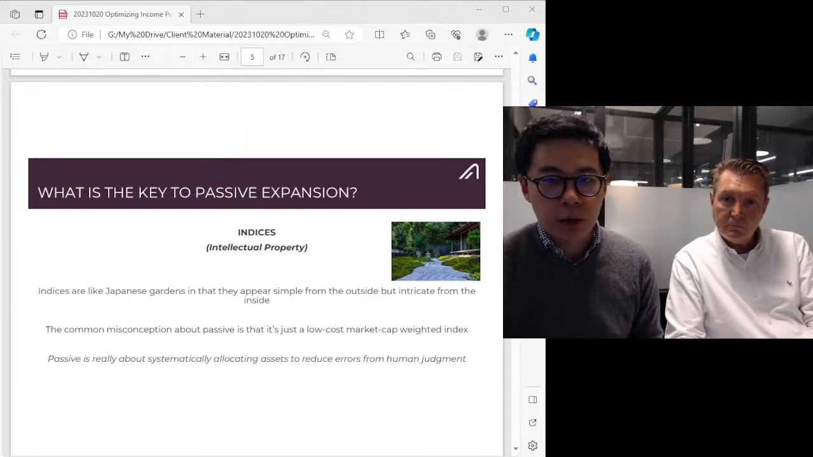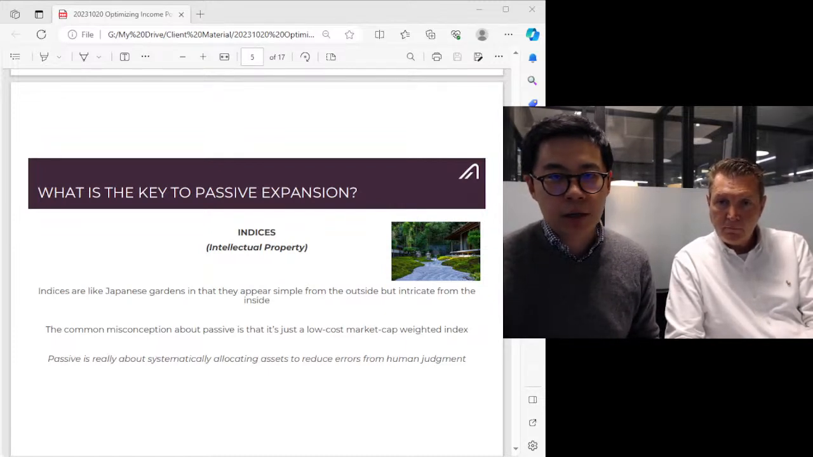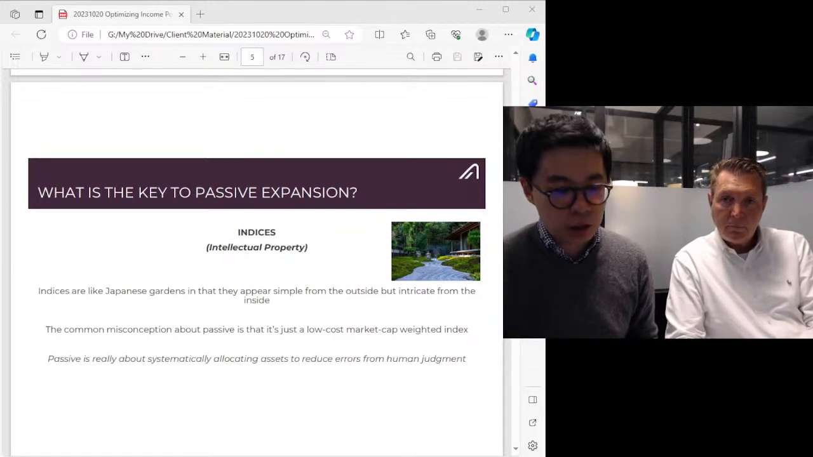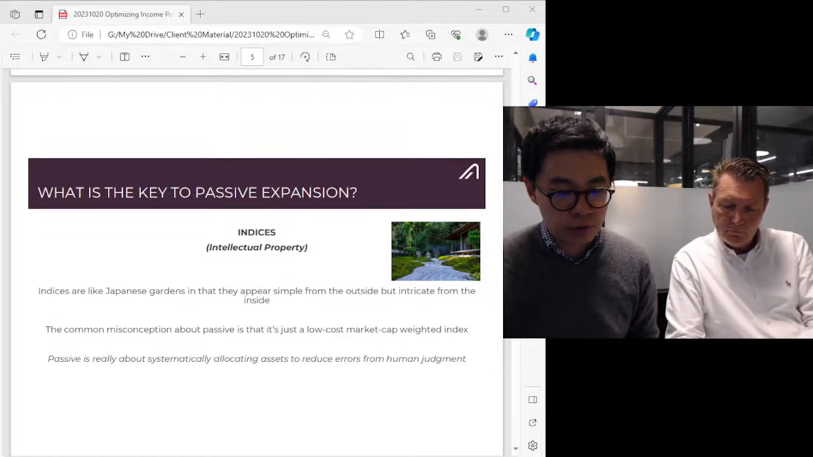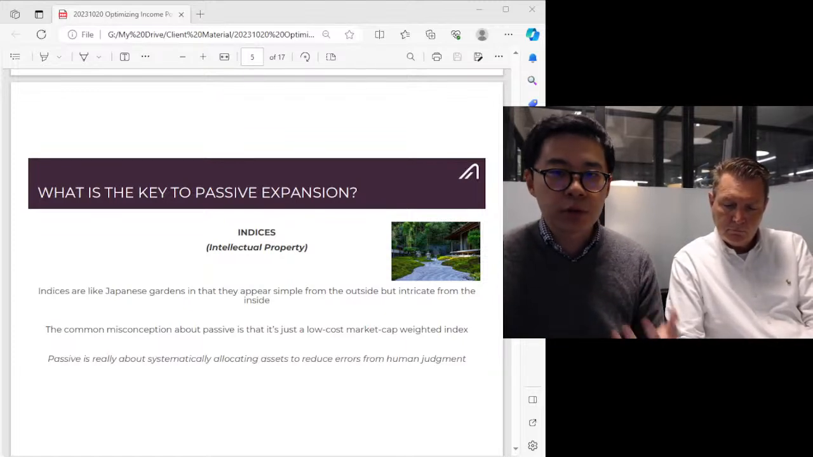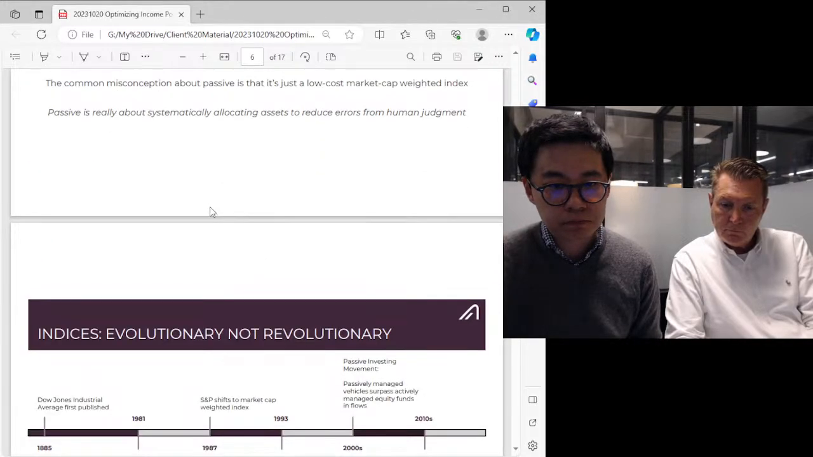And when you think about expanding next generation passive solutions that we're building here, there's a common misconception that passive is really just about low-cost market cap products. It's really about systematically allocating assets to reduce errors from human judgment. So I guess that's a long-winded way of saying our focus. Our focus is really to optimize for an investor goal, to be rules-based and transparent in how we do it, and to dynamically rebalance to changing market conditions.